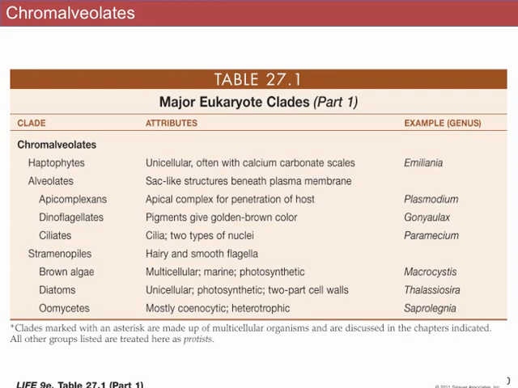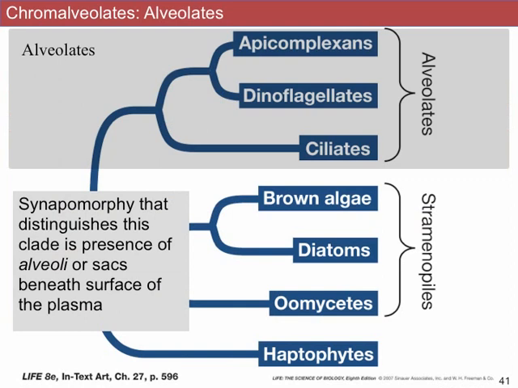As the name suggests, one of them is the presence of these alveoli, which are basically sacs beneath the surface of the plasma membrane. If you look within the alveolates, there are 3 distinct groups. You don't have to worry about the exact details of each of these groups, but you should know some of the major features across eukaryotic evolution.